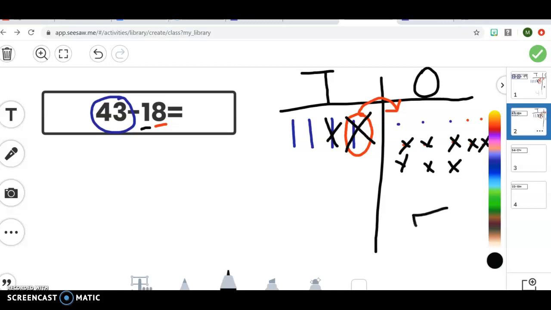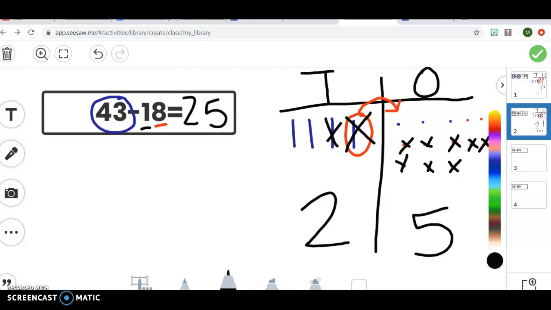Did you get 5? Wonderful. Now count up the tens. How many tens are left? You're correct if you got 2. If you didn't get 2 and you didn't get 5, you may have made an error with your quick picture. So go back and check that. So the difference of 43 and 18 is 25.